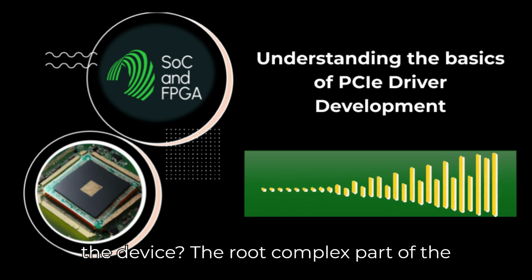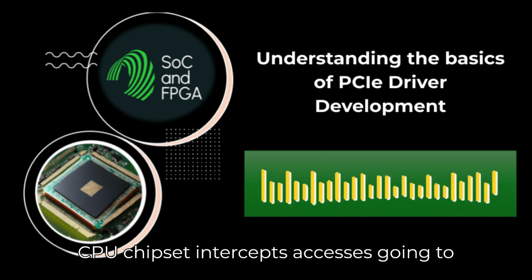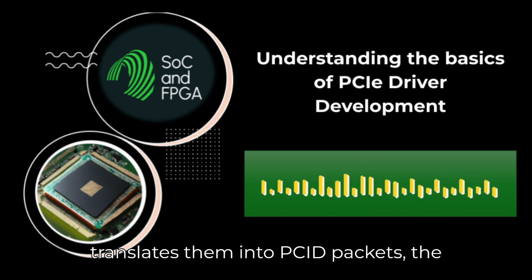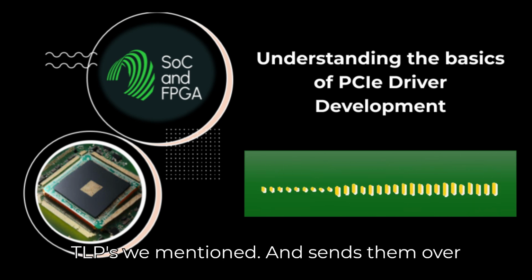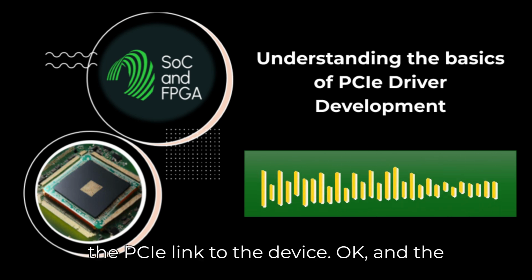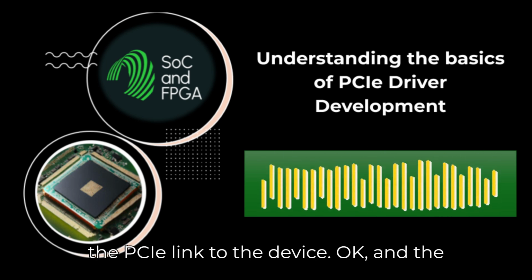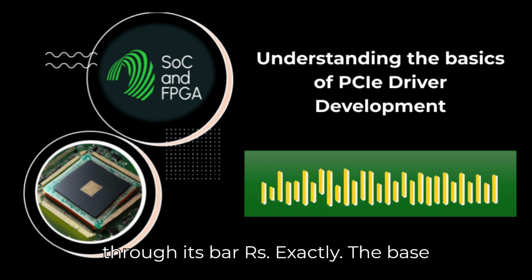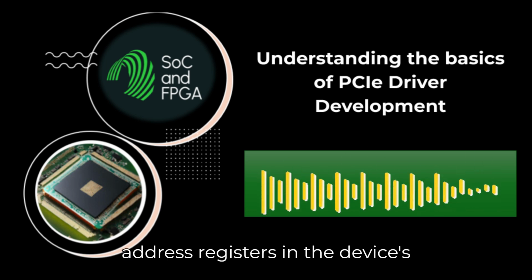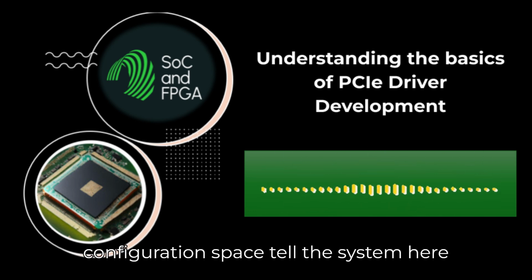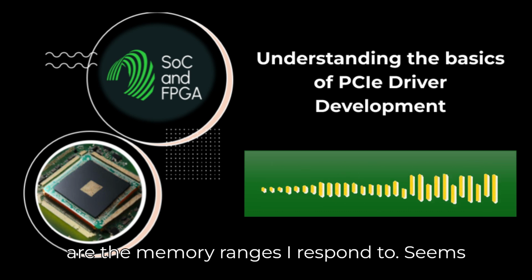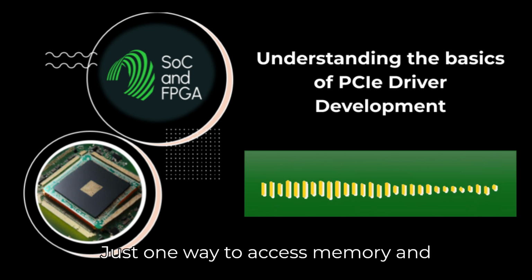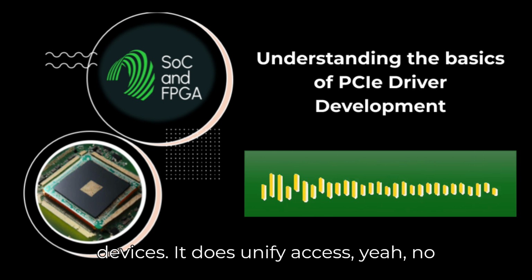The root complex, part of the CPU chipset, intercepts accesses going to those special MMIO addresses. It translates them into PCIe packets, the TLPs we mentioned, and sends them over the PCIe link to the device. Okay, and the device advertises these memory regions through its BARs. Exactly. The base address registers in the device's configuration space tell the system, here are the memory ranges I respond to. Seems like that simplifies things for the CPU, just one way to access memory in devices. It does unify access, yeah.